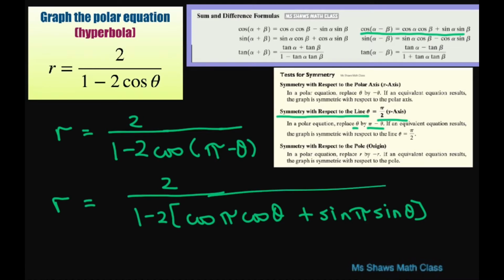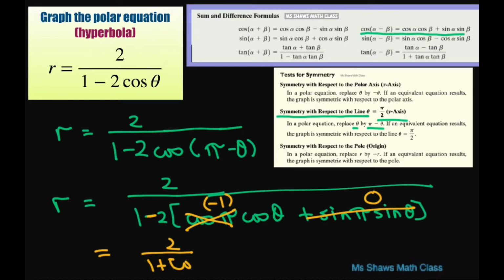All right. Now, sine of pi is 0, so that just zeroes out. Cosine of pi is negative 1. So write negative 1. You have two negatives, so now we're going to have 2 divided by 1 plus 2 cosine of theta. These are not equivalent, so this doesn't work, which we suspected.